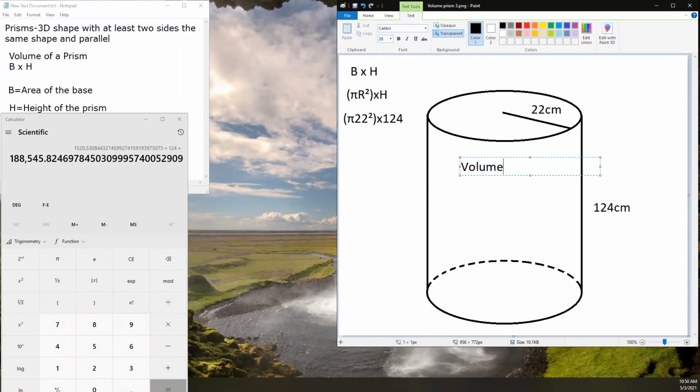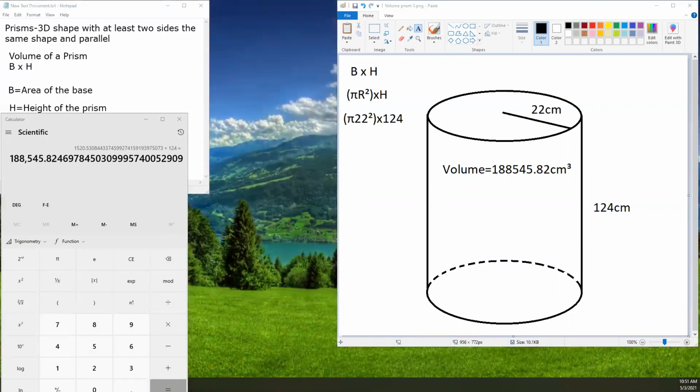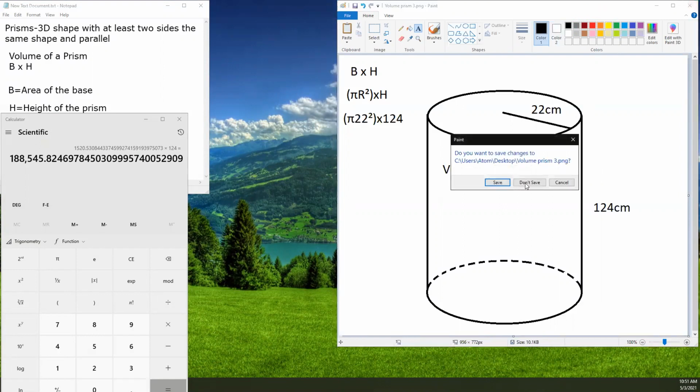Man, I cannot spell volume today, apparently. All right, volume equals 188,545.82 centimeters cubed. Well, don't let them changing the shape of the prism confuse you. All right, just if it's a prism, then just follow those instructions. All right. So moving on to the next one.